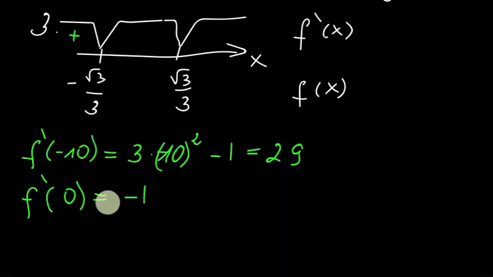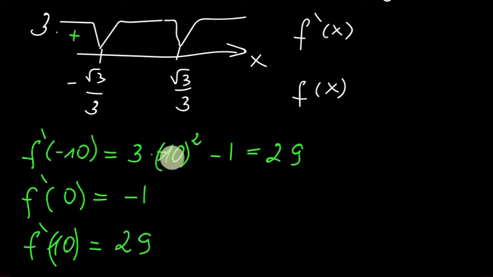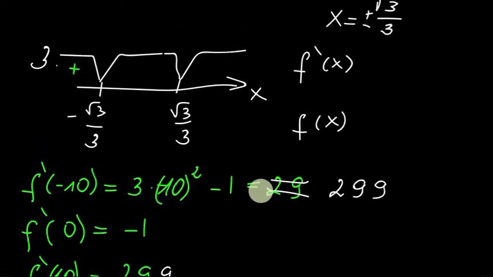And let's take f prime of 10, and it will also be the same, because instead of minus 10 we have 10 squared, and that is the same thing. Excuse me, I made a mistake here. This is not 29, this is 300 minus 1, so it's 299, and this is 299. So this is negative and this is positive.